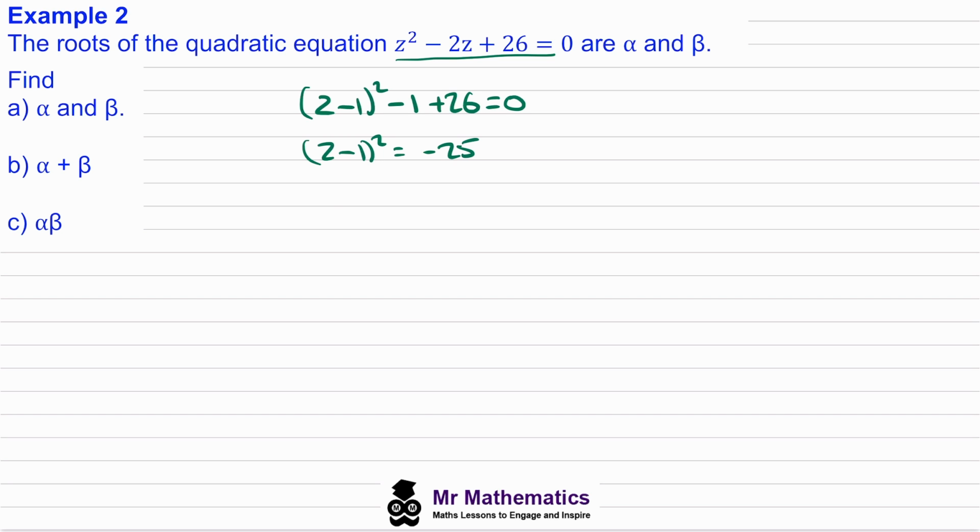And then we'll take the square root. So z minus 1 will equal plus or minus the square root of negative 25, so plus or minus 5i. Then we can add 1 to both sides, so z will equal 1 plus or minus 5i. Okay? So we can see that alpha would be the positive case, 1 plus 5i, and beta would be the negative case, 1 minus 5i.